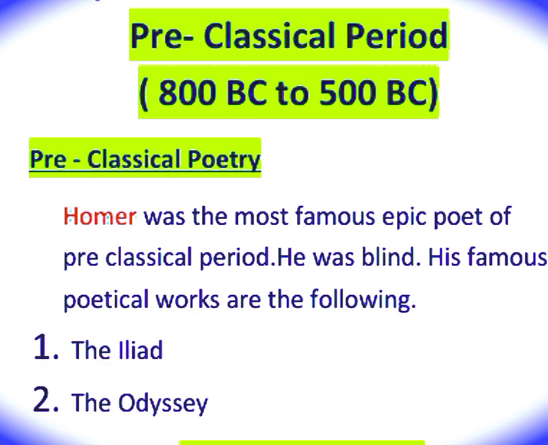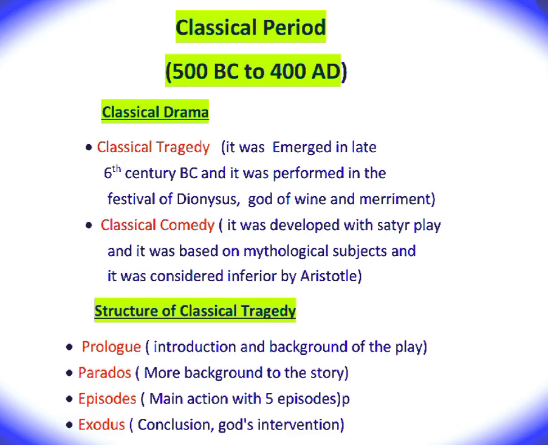Next is the pre-classical period. The pre-classical period started from 800 BC to 500 BC, and in the pre-classical period poetry was very famous, and Homer was the most famous epic poet of the pre-classical period. He was blind and his famous poetical works are the following. The first epic poem is the Iliad and the second is the Odyssey.